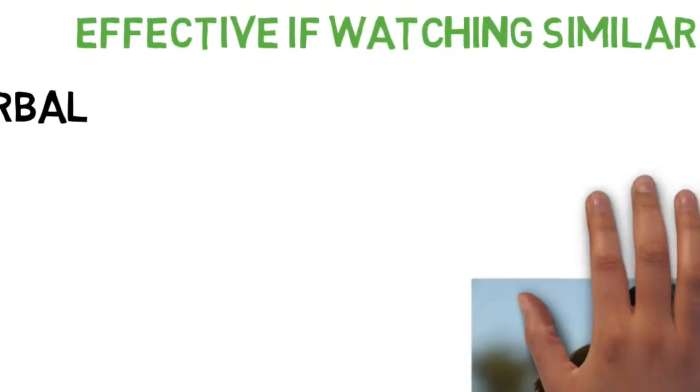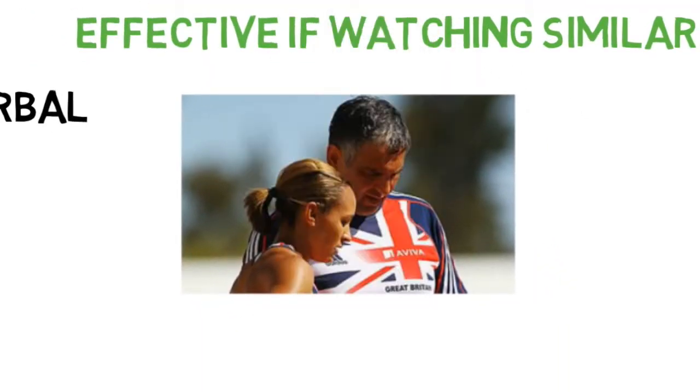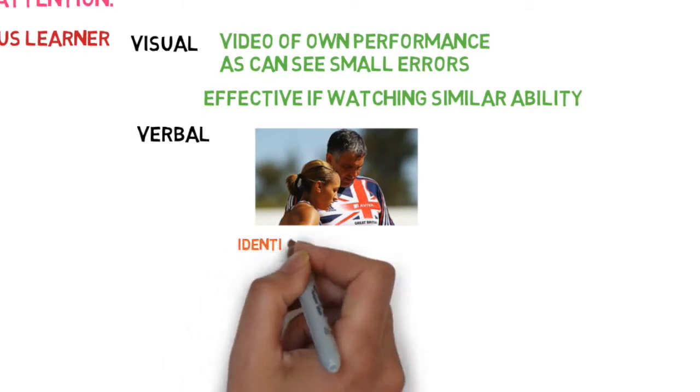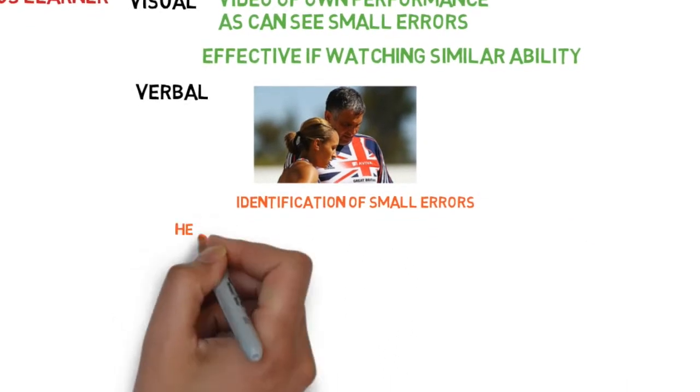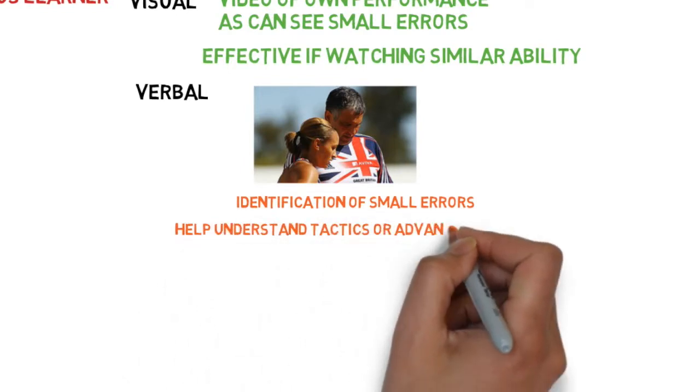And the verbal, this is a really interesting one at this stage. Now it becomes more of a discussion. And the idea is to identify small errors that you may need to get those higher level skills.